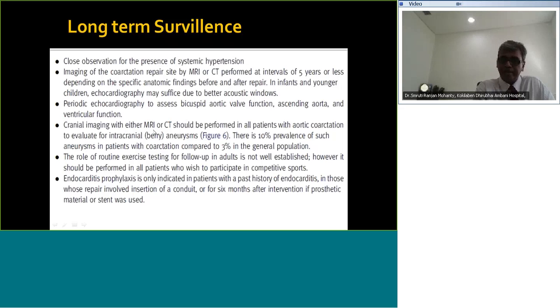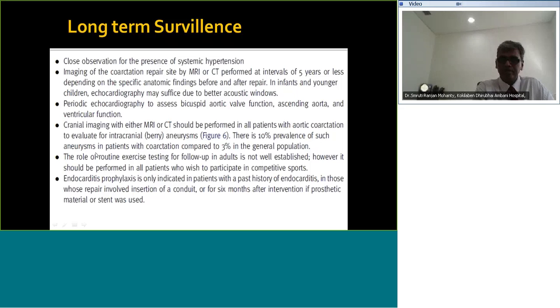Cranial imaging with either MRI or CT should be performed in all patients with aortic coarctation to evaluate for intracranial or berry aneurysms. There is a 10% prevalence of such aneurysm in patients with coarctation compared to 3% in the general population. So remember, there is a 7% increase in the prevalence of berry aneurysm in people with coarctation.